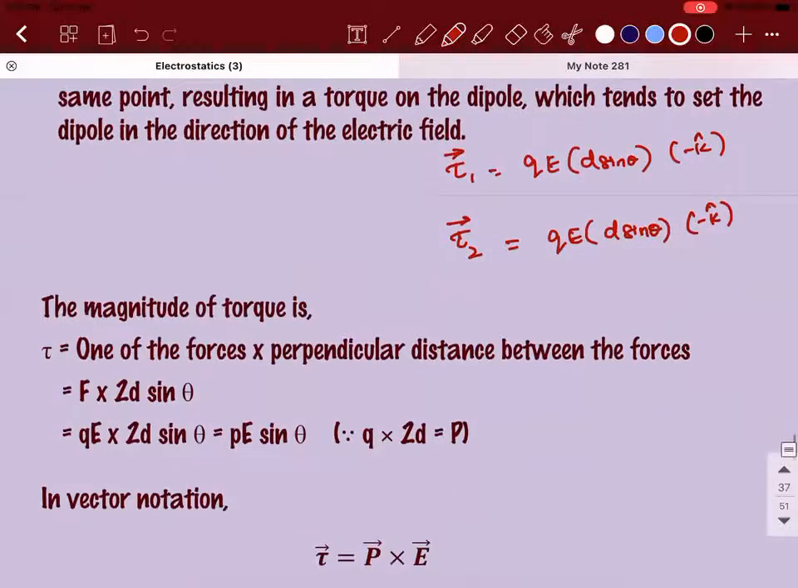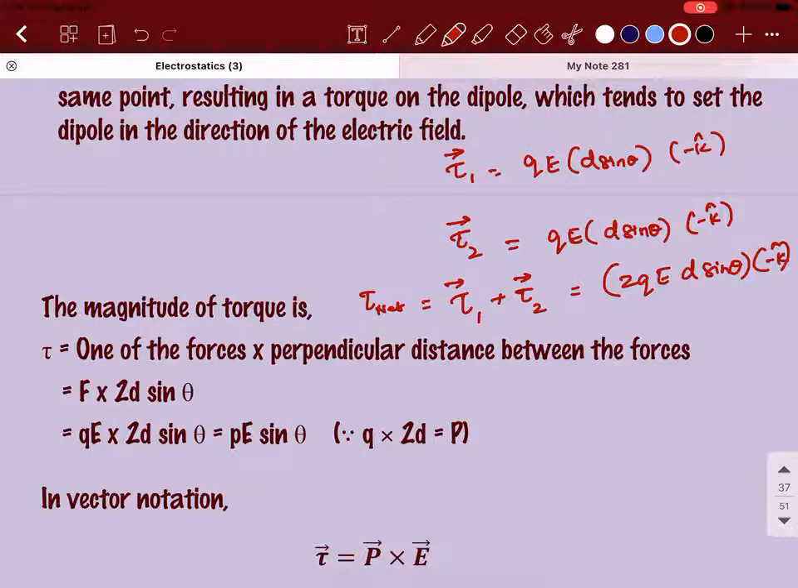Towards us is positive. So torque towards us is anti-clockwise. Take a water bottle cap: you want to open it, you want to bring it towards you, what will happen? Anti-clockwise. So it is positive. So the net torque is going to be equal to torque 1 plus torque 2. So what is the answer, guys? 2 times qE d sine theta, the whole torque as a resultant in the direction of minus k.